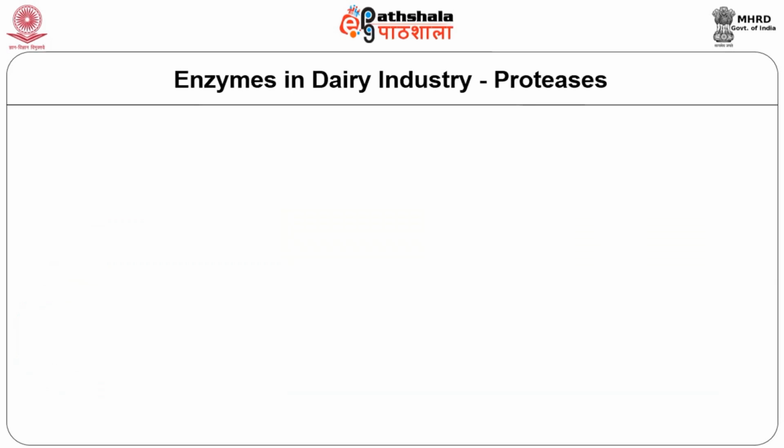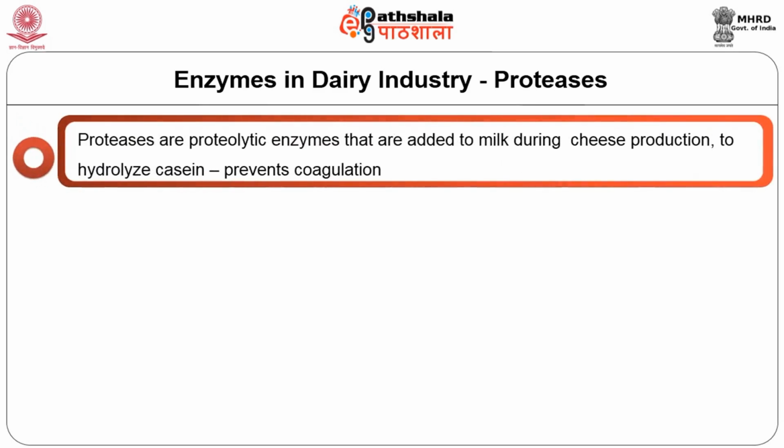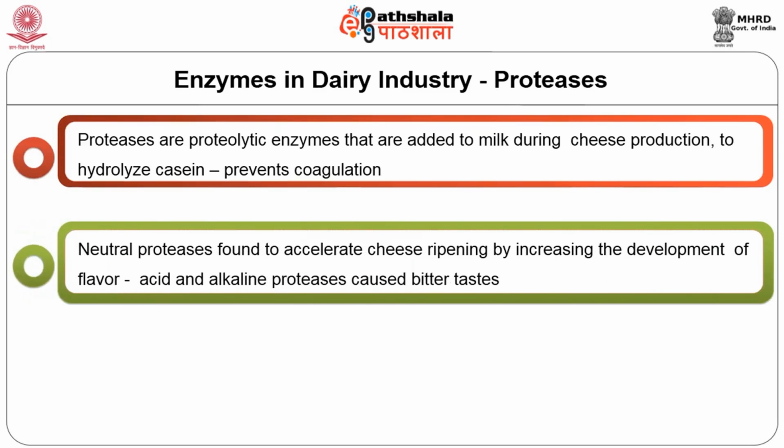The second most important enzymes used in food processing industry are proteases, proteolytic enzymes that are added to milk during cheese production to hydrolyze caseins, specifically kappa casein, which stabilizes micelle formation, preventing coagulation. Milk contains a number of different kinds of proteins in addition to the caseins. Neutral proteases have been found to accelerate cheese ripening by increasing the development of flavor, whereas acid and alkaline proteases cause bitter taste.